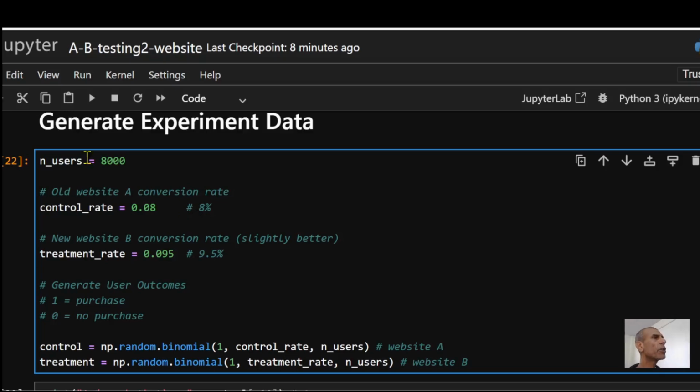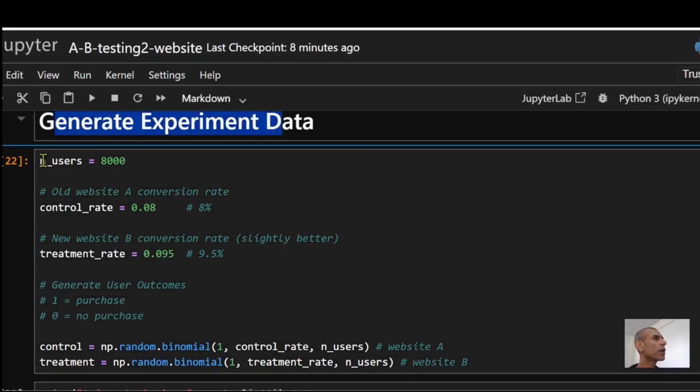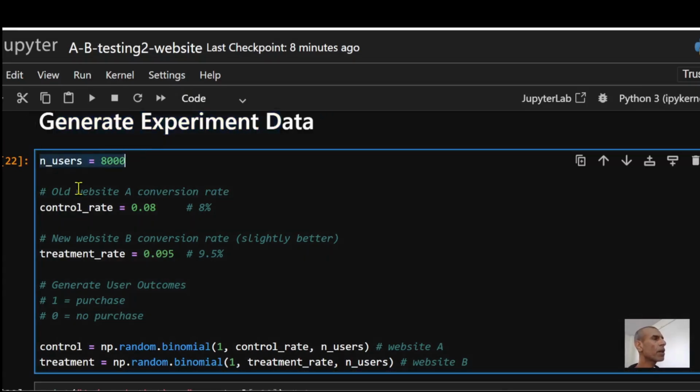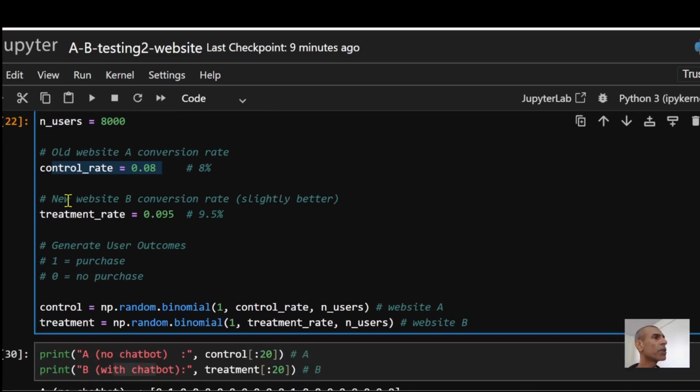In our case, we are going to be generating the data. So let's say you have 8,000 users and your old website A, the conversion rate, let's say, is 8%. So my control rate is 8%. I'm just putting these numbers out there. In the real world, you will actually be determining these numbers. I'll show you later on how to determine these. Then in new website B, let's say the conversion rate is 9.5%. That's just slightly better. So the treatment rate is 0.095.